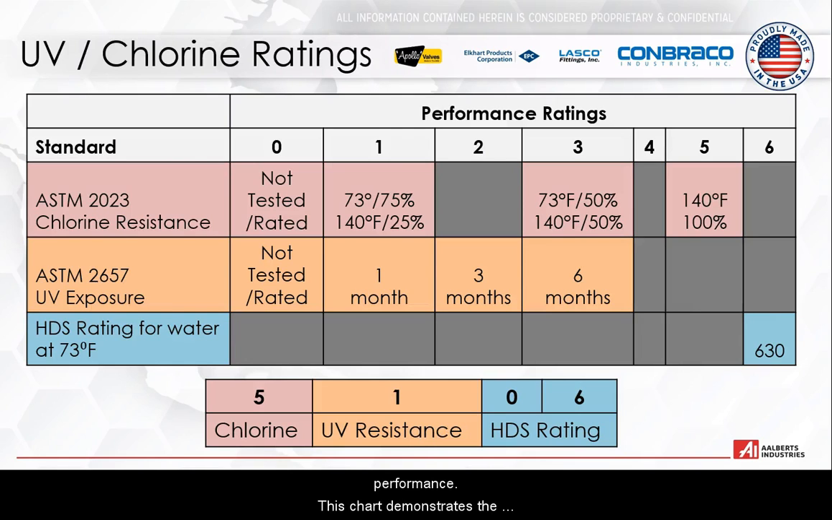F2023 and F2657 have varying degrees of performance. This chart demonstrates the different ratings for each of those standards. As you read it, the levels are assigned a number from 0 to 6. Let's look at the example below the chart, 5106. The number begins with the chlorine resistance, which in this case is 5. The next number is the UV rating. In our example, this type of PEX has 1 month of UV resistance. Lastly, the final 2 spaces are reserved for the HDS rating at 73 degrees Fahrenheit, which is always the number 6.